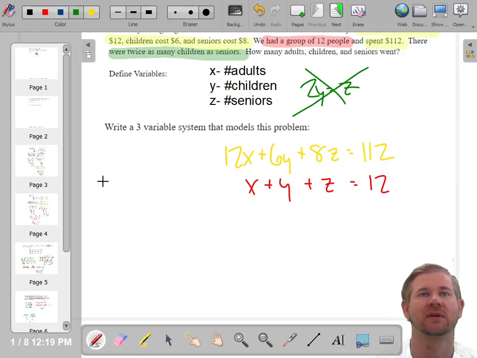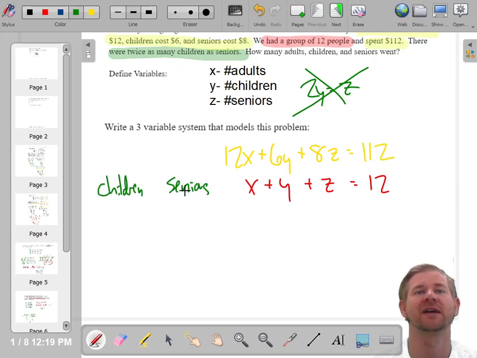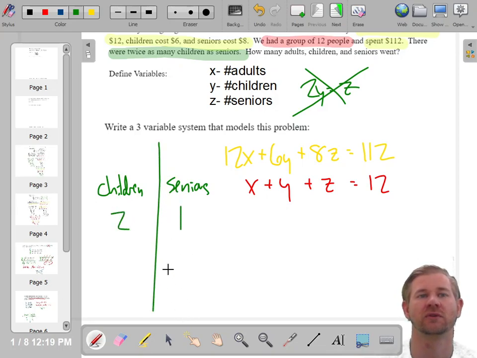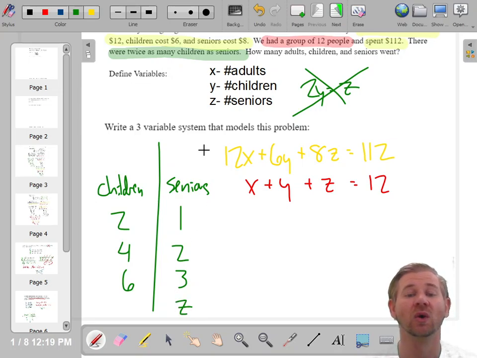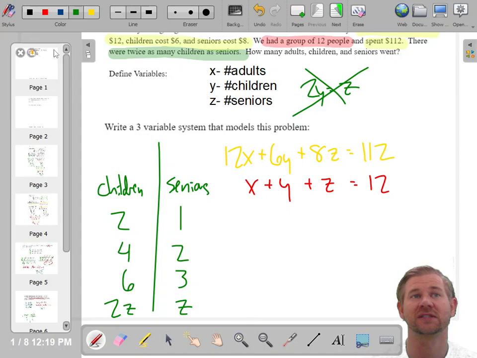I like to make a table. I'll do children, and I'll do seniors, and I'm just going to make up some numbers. If 1 senior goes, 2 children went. If 2 seniors go, 4 children went. If 3 seniors go, 6 children went. Now let's make it a variable. If seniors are Z, if Z seniors go, you have to take this column and multiply by 2. So this is 2Z.